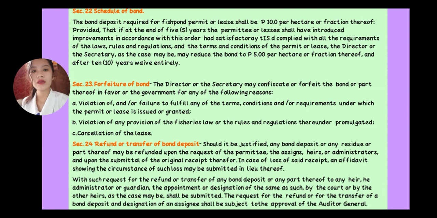So, sa A, violation of or failure to fulfill any of the terms, conditions, and or requirements under which the permit or lease is issued or granted. So, mo-confiscate sila samot na kay violation, failure kung mo nabuhat ang terms and conditions or mga requirements under sa permit or lease nga gi-issued. So sa B, violation of any provisions of the fisheries laws or the rules and regulations thereunder promulgated. So ni-violate ka sa provision of fishery laws.